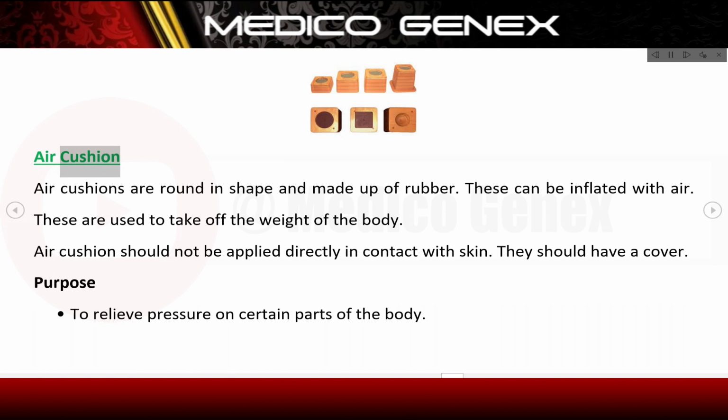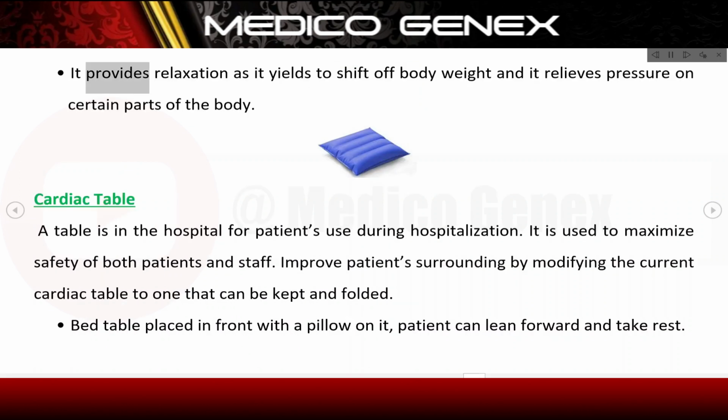Air cushion. Air cushions are round in shape and made of rubber. These can be inflated with air. These are used to take off the weight of the body. Air cushion should not be applied directly in contact with skin. They should have a cover. Purpose. To relieve pressure on certain parts of the body. It provides relaxation as it yields to shift of body weight and it relieves pressure on certain parts of the body.